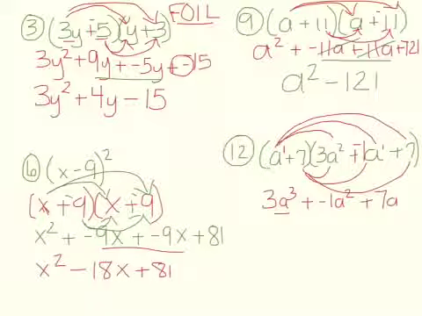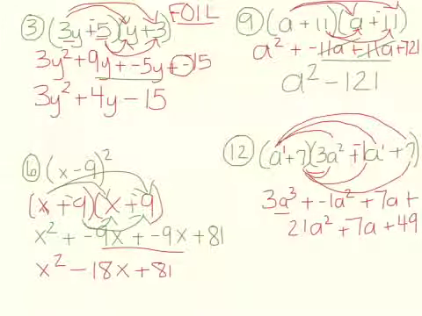Now I'm going to have to do the distributive property with this 7 down here. And I'm running out of room, so I'm going to have to go ahead and go to my next line. So 7 times 3a squared is 21a squared. And then 7 times negative 1a is negative 7a. So we'll make that plus negative. And then 7 times 7 is 49.